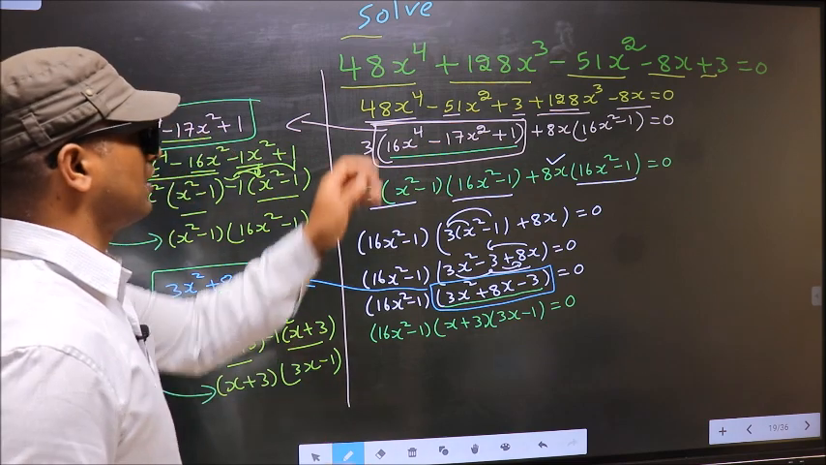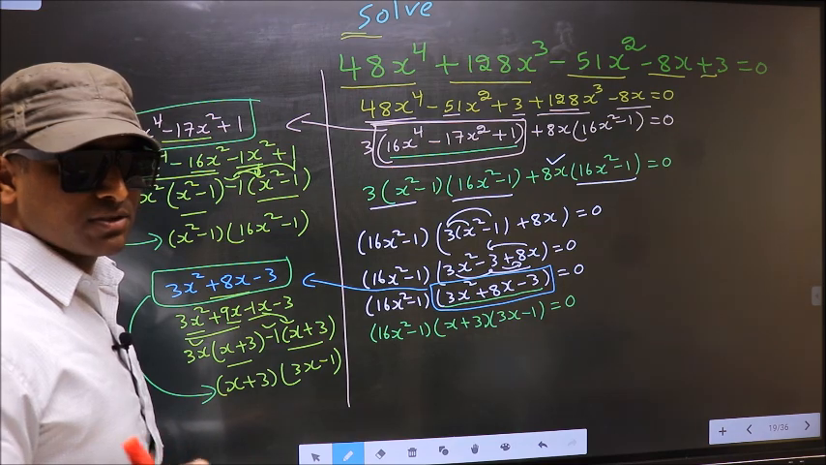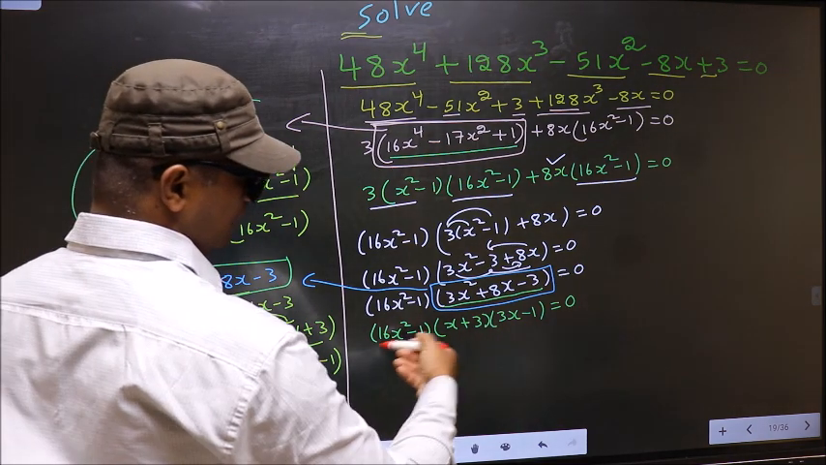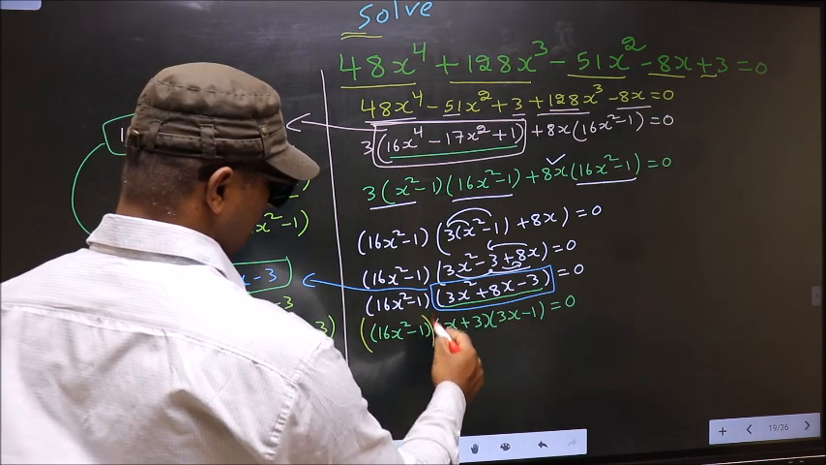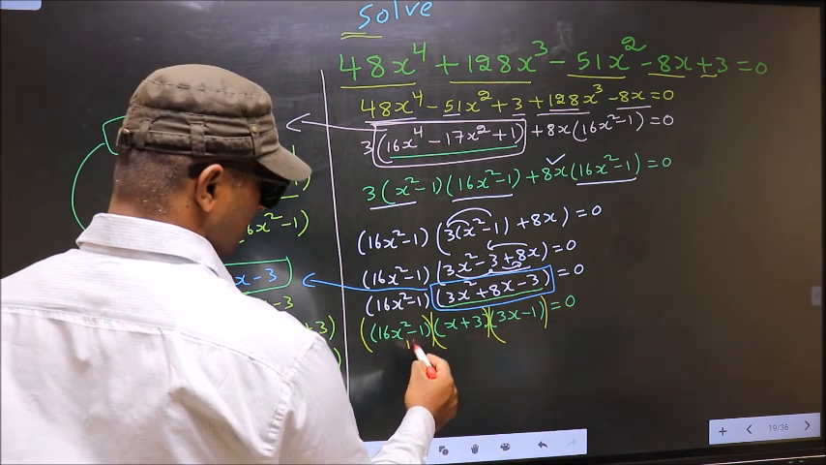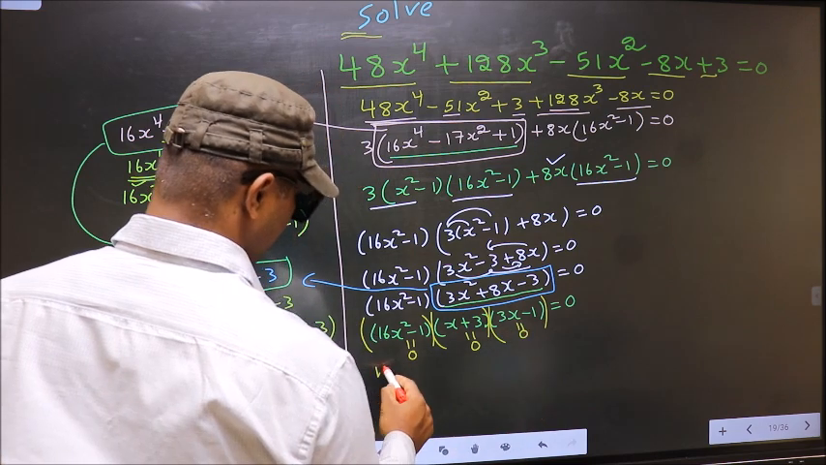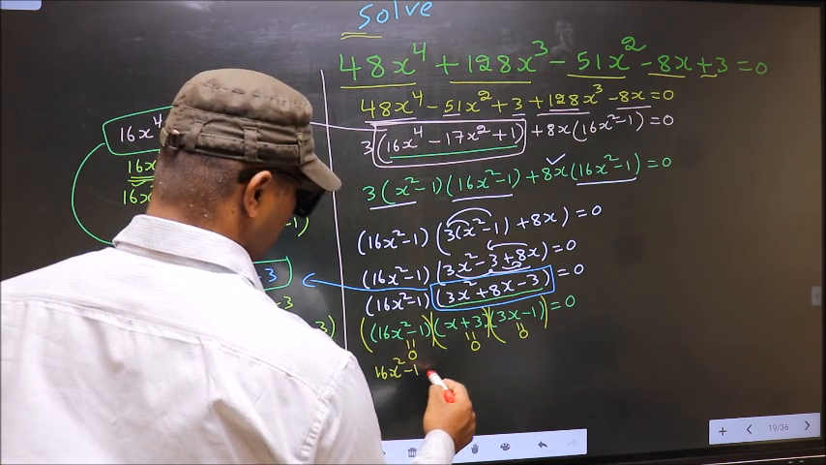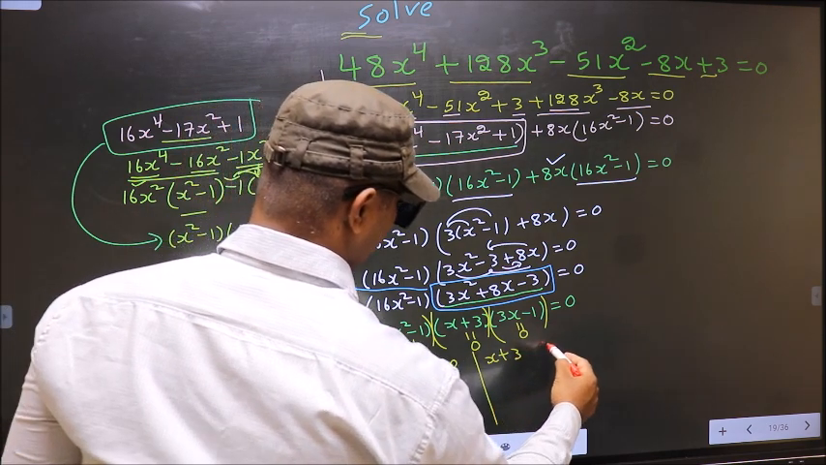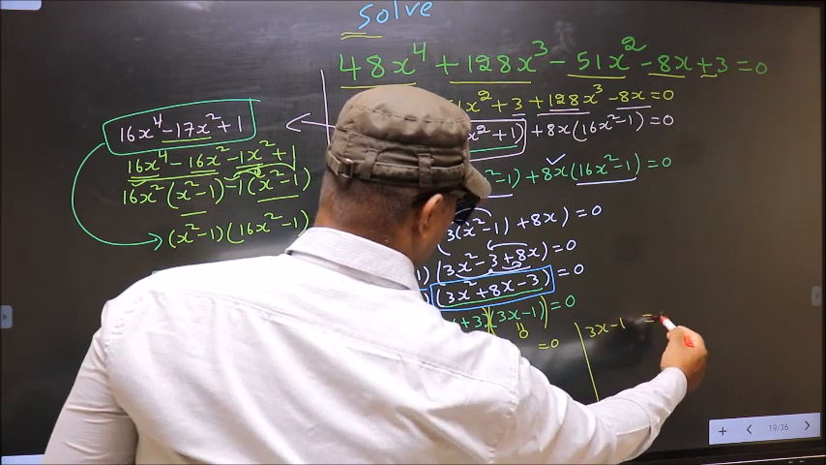Here they told us to solve, which means we should find the values of x, and over here we got a product of brackets equal to 0. So to get x values, we should equate each bracket to 0. That is 16x square minus 1 equal to 0, x plus 3 equal to 0, 3x minus 1 equal to 0.